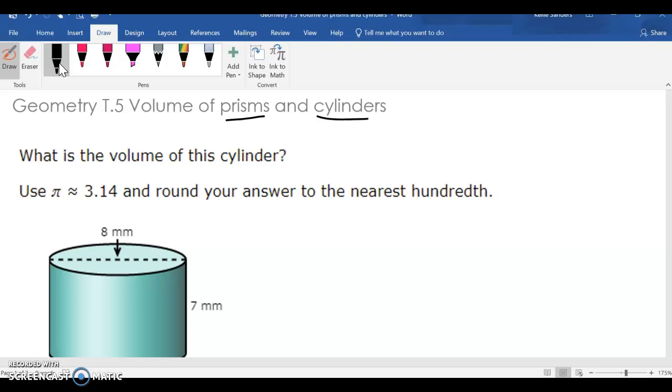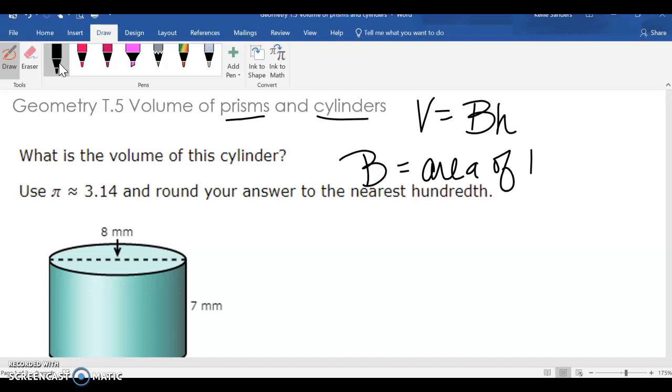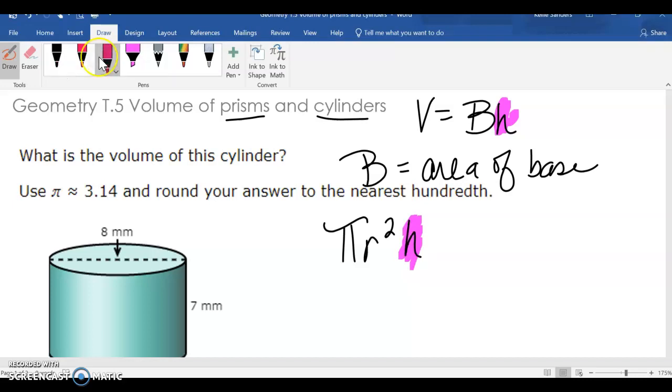So for both of these, basically, if you were ever to look it up, it would be volume equals big B, little h. Now, big B stands for area of the base. So what's the shape of this base? It's a circle. So how do you find the area of a circle? Pi r squared, and then we put a height with it to be able to fill it.